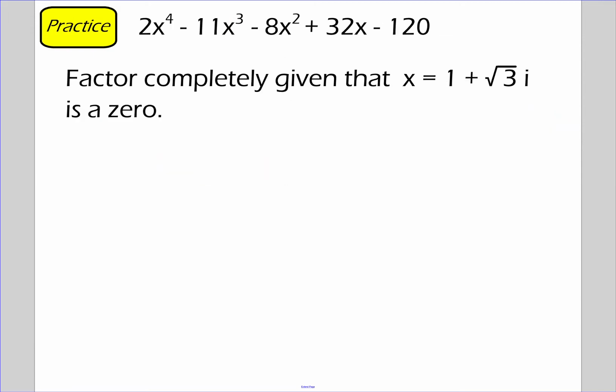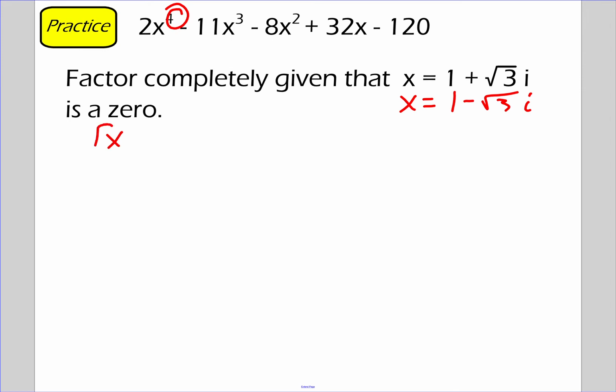So this next one is a little more complicated because it's a 4th degree, but also we are given a complex root. But that actually helps us out because if we know one complex root, we know that its conjugate, in this case 1 minus the square root of 3i, is also a root. So we can find the factors of each of these, multiply them together, and find a quadratic with real coefficients. So let's go ahead and do that.